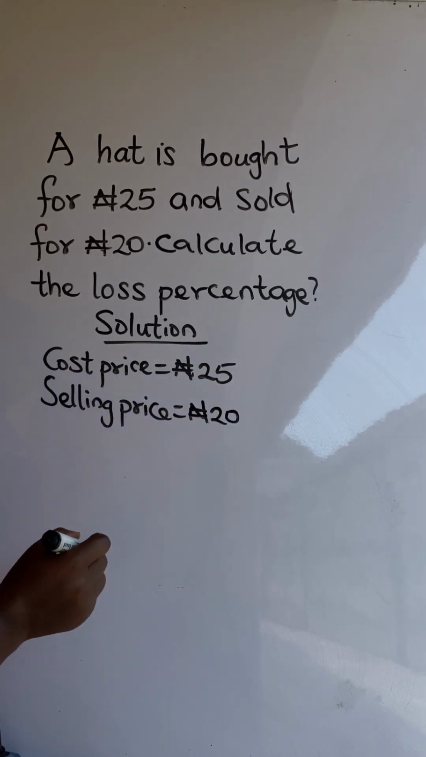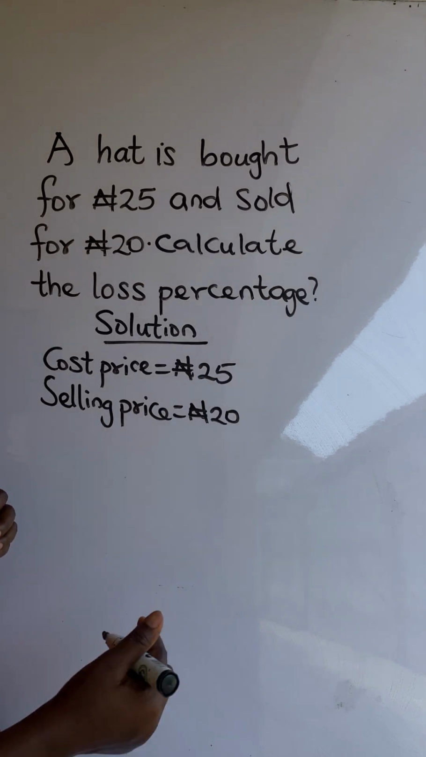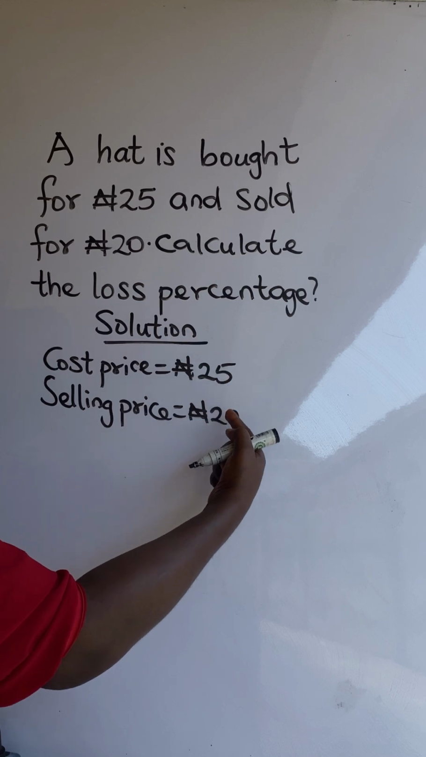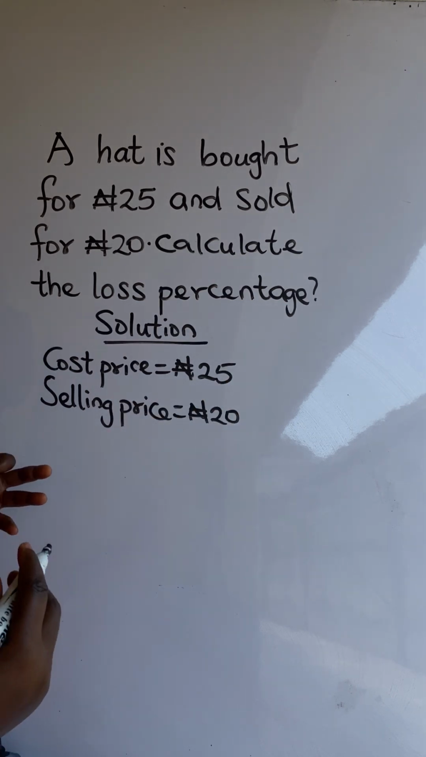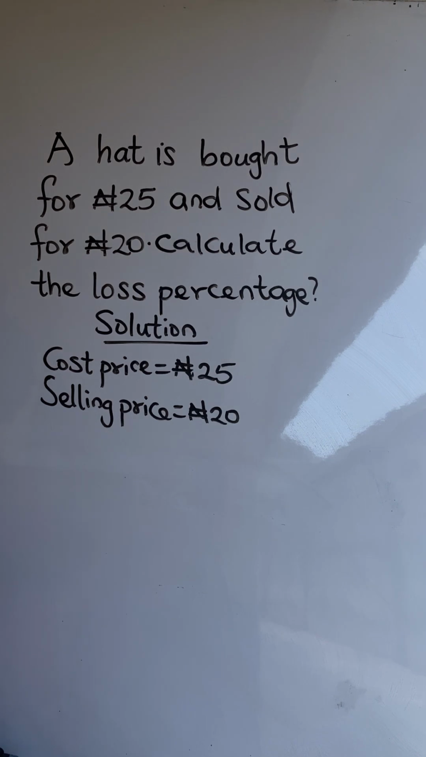This tells us that there is a loss of how much? Of 5 naira, because 25 naira got reduced to 20 naira. So the loss is 5 naira. And how did we know this? Because the cost price is more than the selling price. Whenever the cost price is more than the selling price, then there is a loss. But whenever the selling price is bigger or greater than the cost price, then there is a profit.